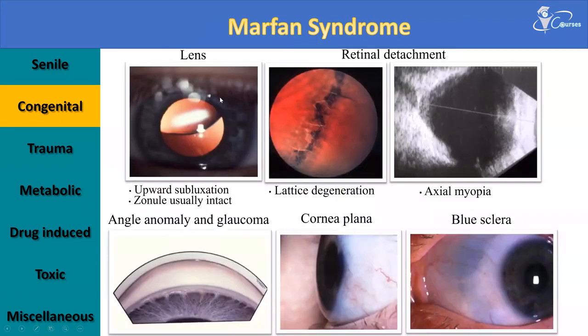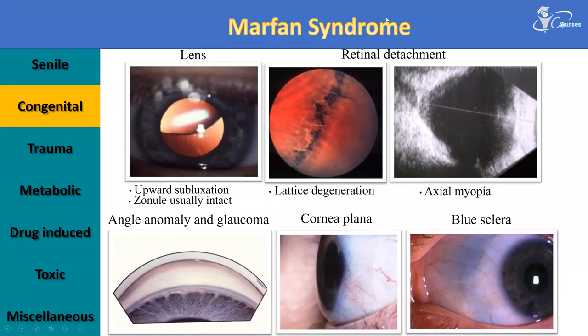Regarding the ocular features of Marfan syndrome, they will have lens subluxation. This subluxation has two very important features. First of all, it is an upward subluxation, usually upward and temporal. Also, in those patients the zonules are usually intact. They will have a higher incidence of retinal detachment. They will have more lattice degeneration. They will have axial myopia. They will have angle anomalies and glaucoma. They can also present with cornea plana and blue sclera, as we mentioned earlier.